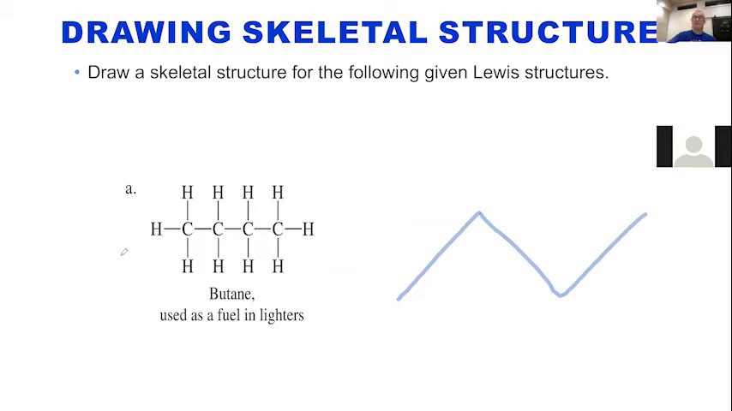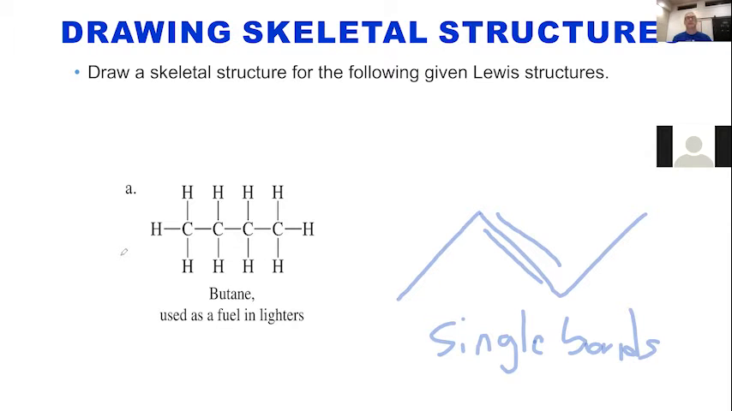That tells you, since they're all single lines, that they're all single bonds. We'll find out later that if there's a double bond, we would just put another line there. And if we had a triple bond, we would put another line on the other side. But since these are all single bonds, we just have single lines.